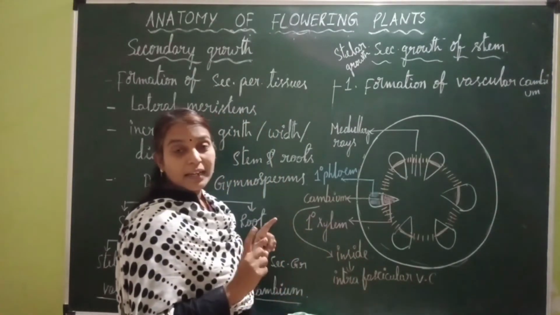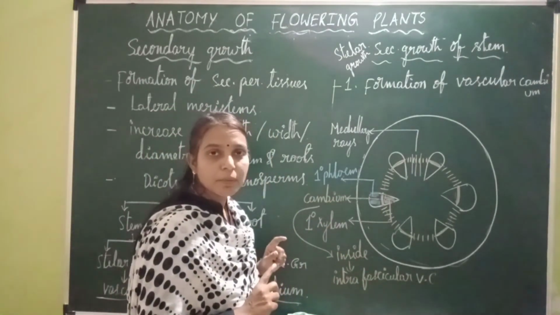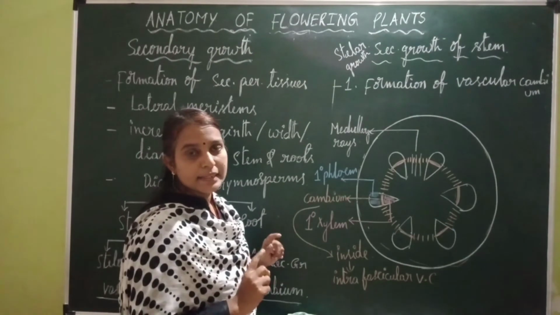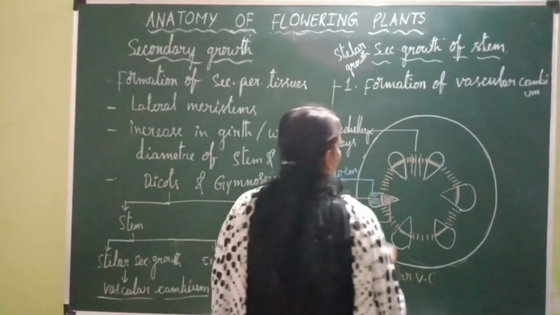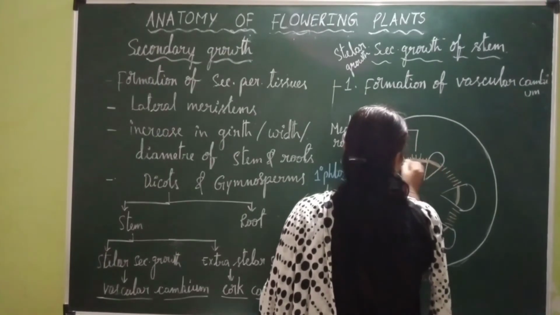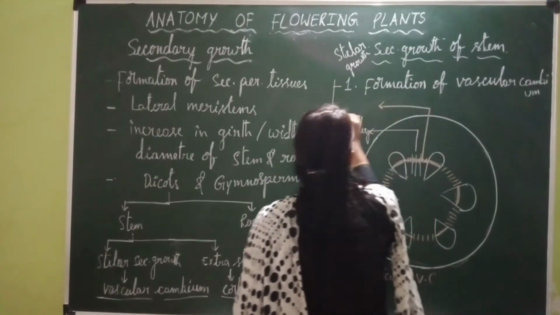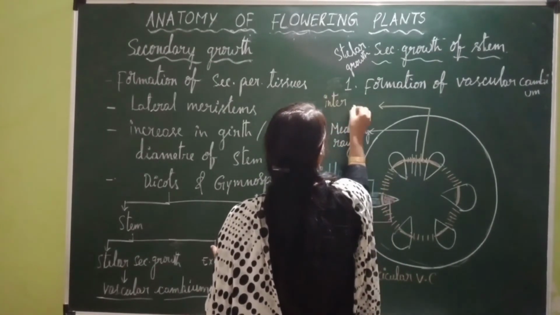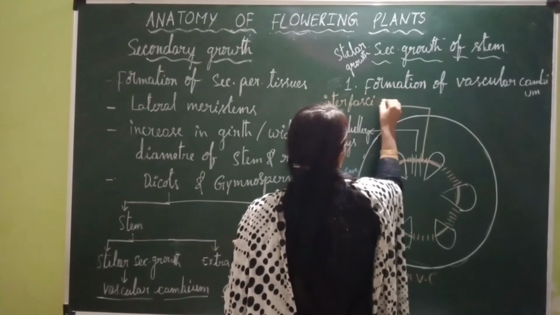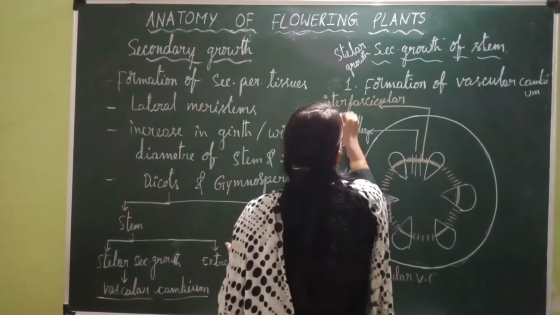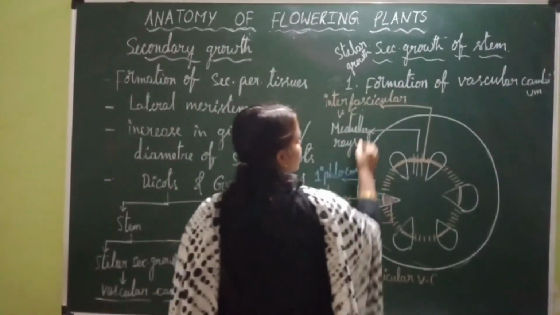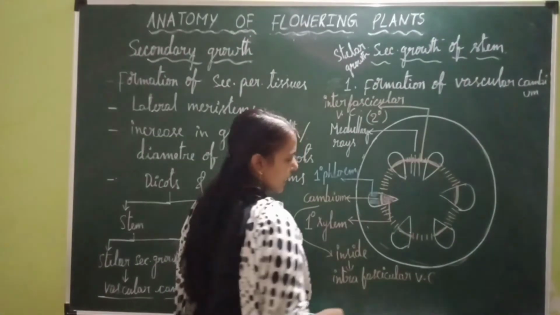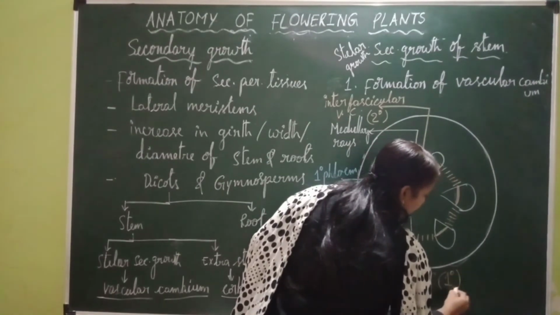And what is its origin? It is secondary in origin. It is not present from the beginning of plant life. It is formed later, during secondary growth. Hence, its origin is said to be secondary. So, this is interfascicular vascular cambium, right? This interfascicular vascular cambium is secondary in origin, whereas intrafascicular vascular cambium, this one, is primary in origin, right? I just repeat.